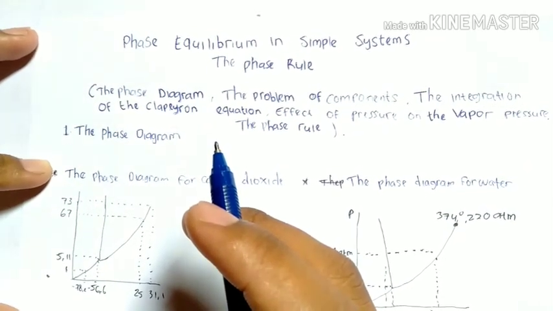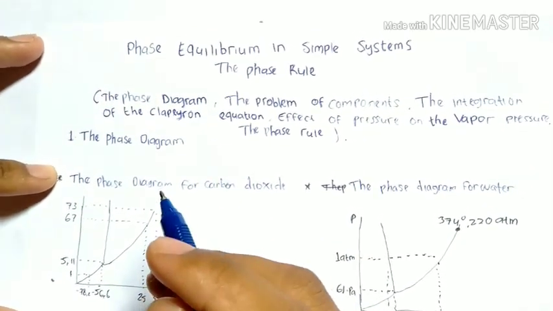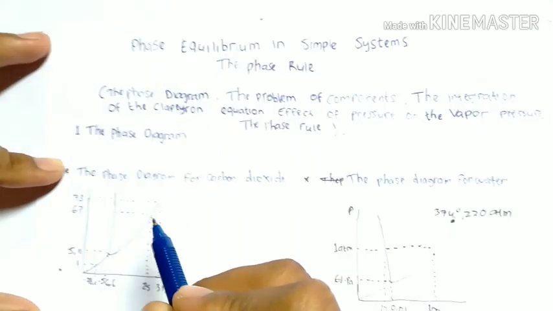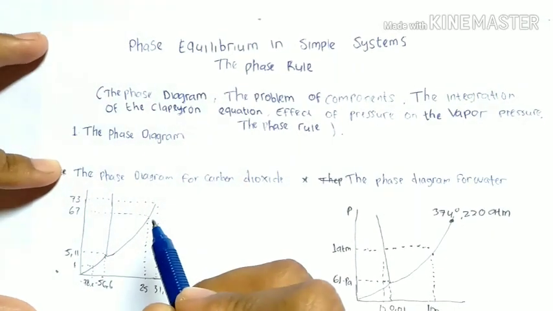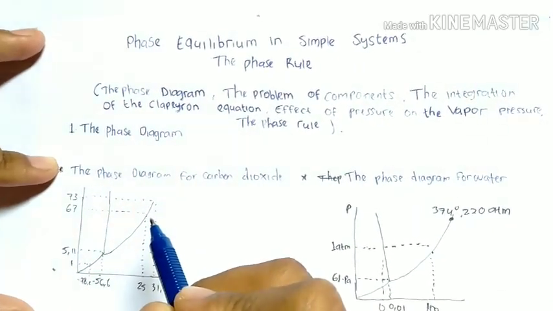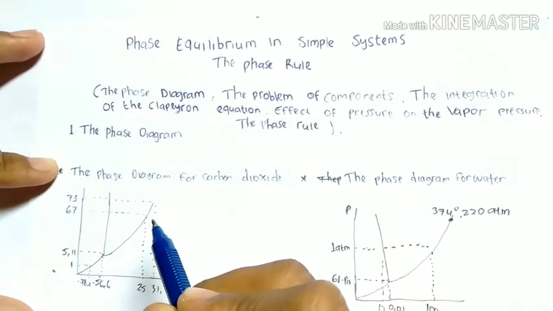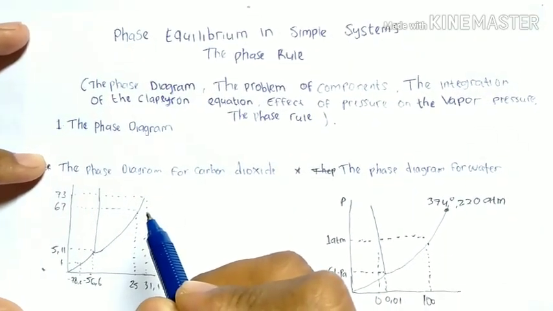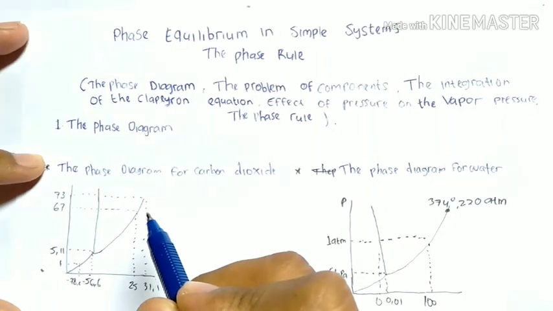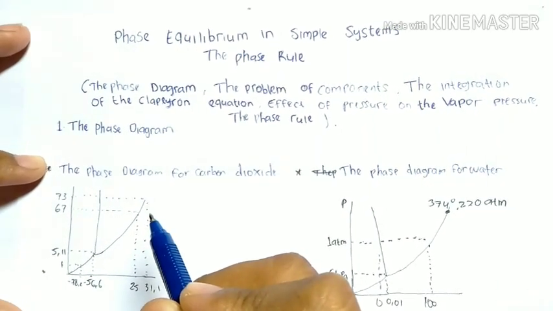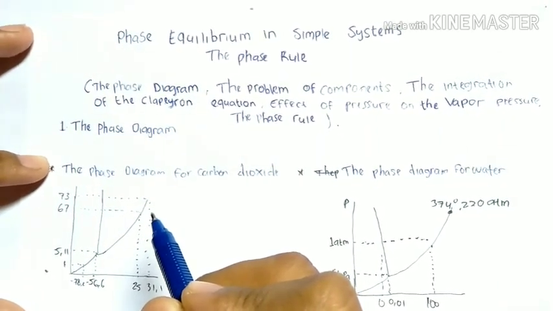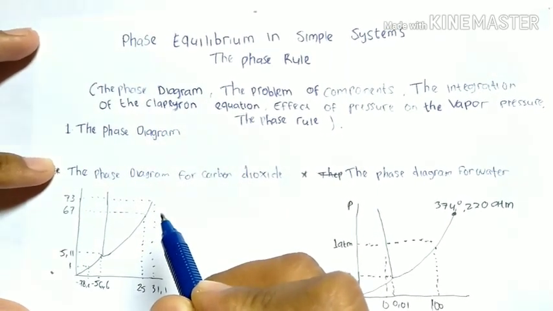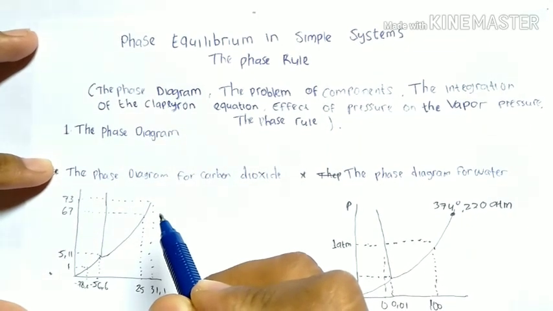If the point describing the system falls in the solid region, the substance exists as a solid. If the point falls in the liquid region, the substance exists as a liquid. If the point falls on a line, such as this one, the substance exists as liquid and vapor in equilibrium.